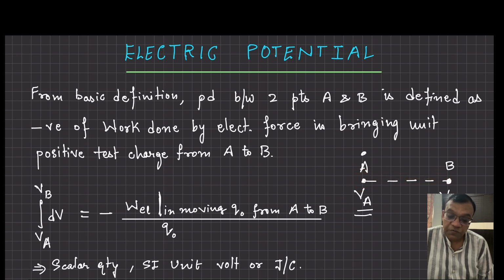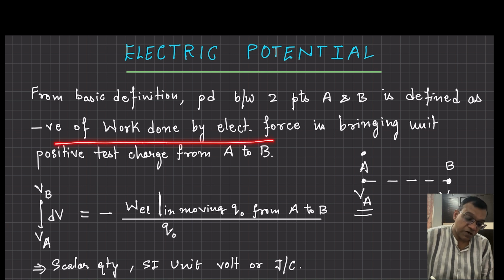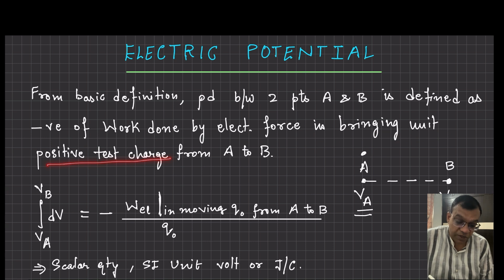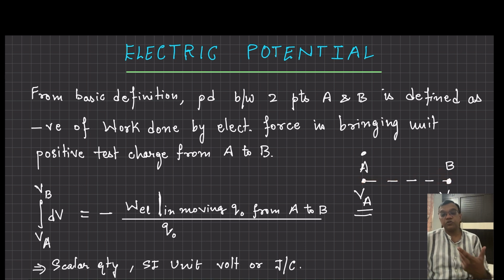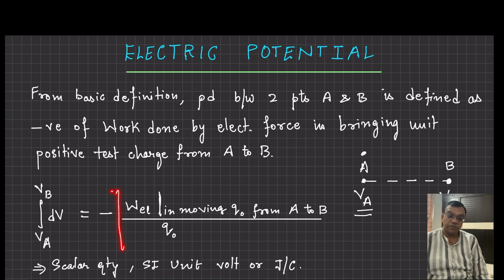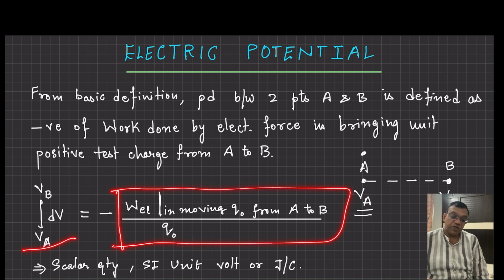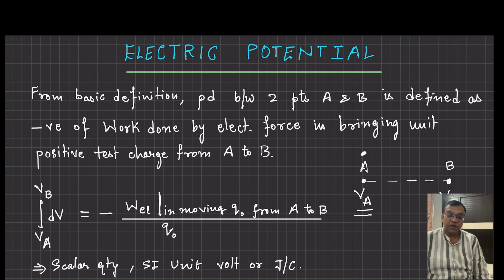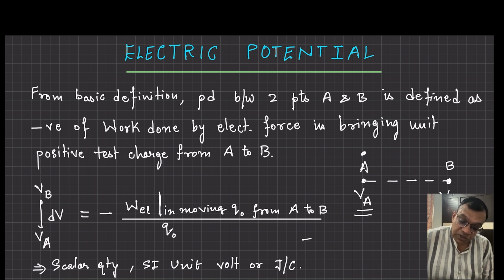In doing so, electric force is doing some work. Negative of the work done by the electric force in bringing the positive test charge Q0 from A to B, divided by the magnitude of Q0, will be the potential difference between the 2 points A and B. So we can write that it is equal to VB minus VA.